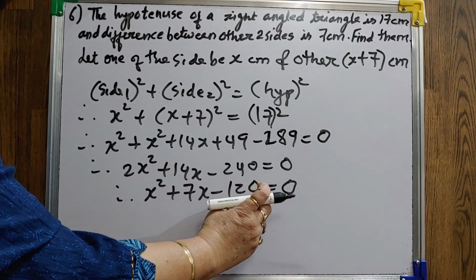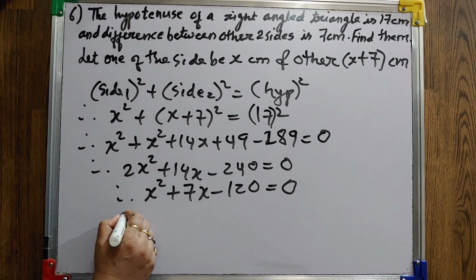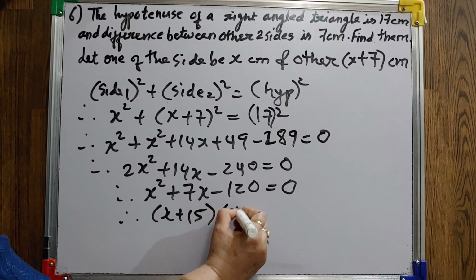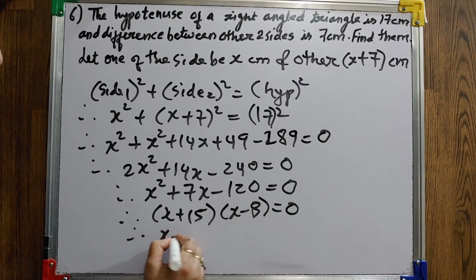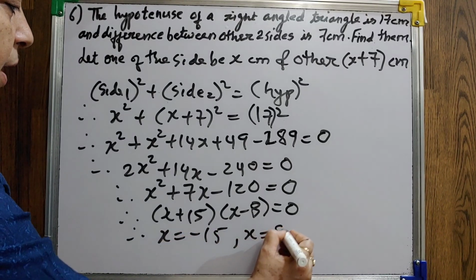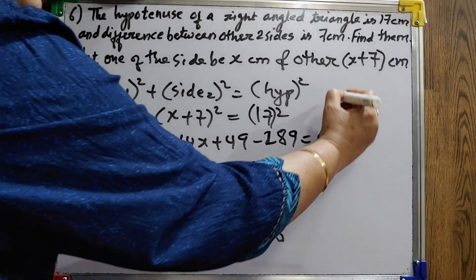Now multiplication should be 120. Difference is 7. So 15 8s are 120. So one of your bracket is x plus 15, other is x minus 8. So you will get x equals to minus 15 or x equals to 8. Negative number you have to discard. Write the reason for that.